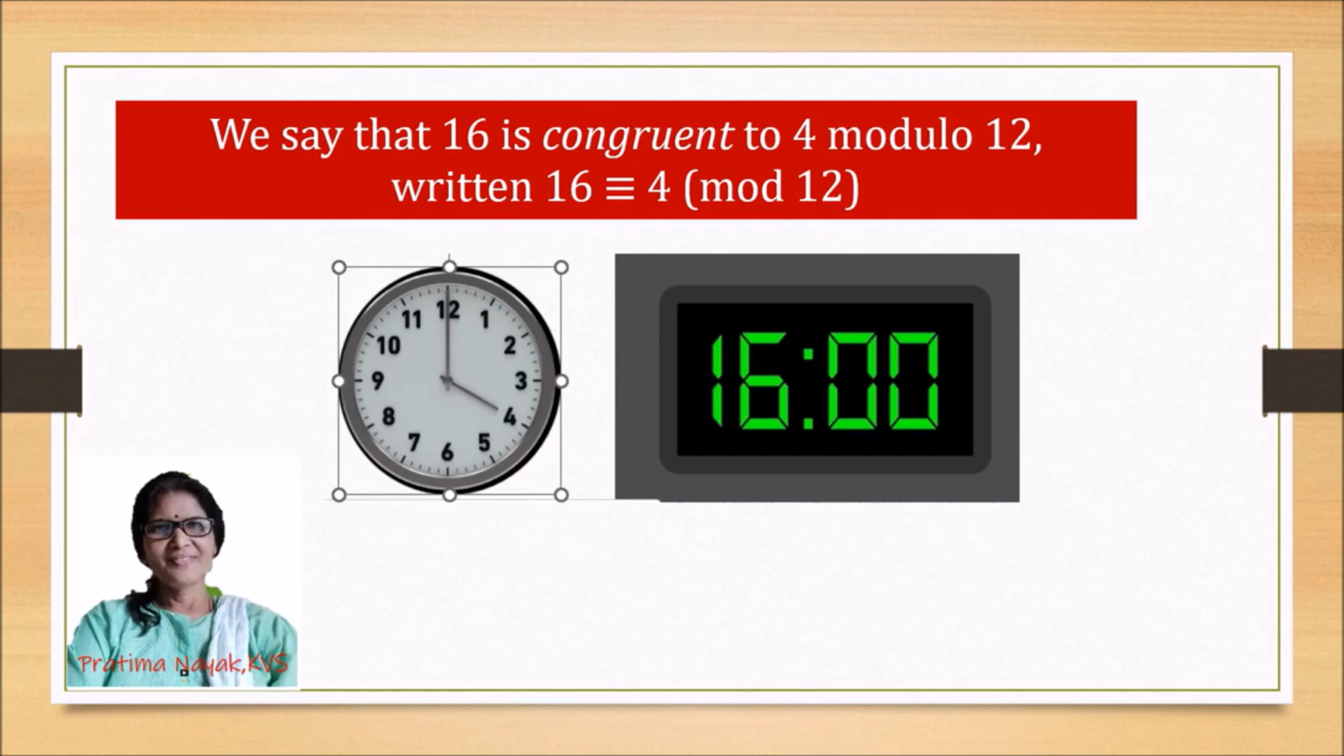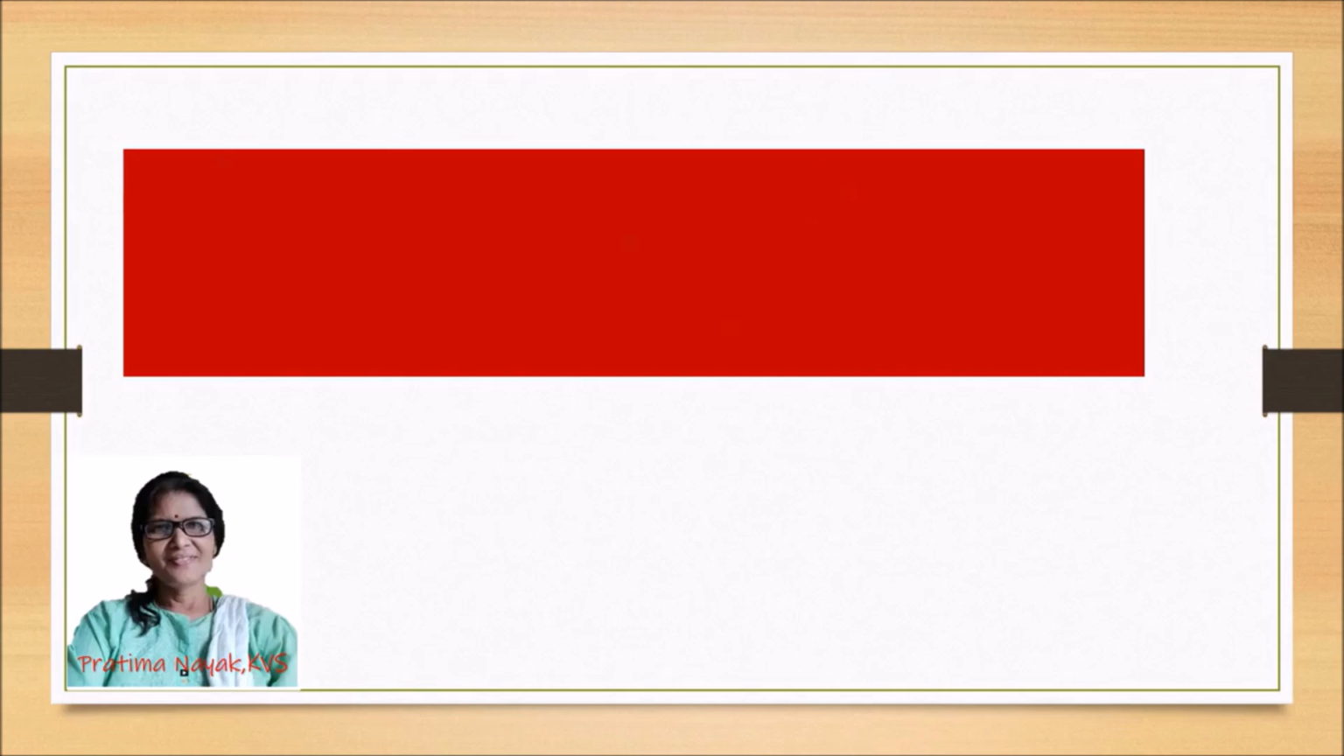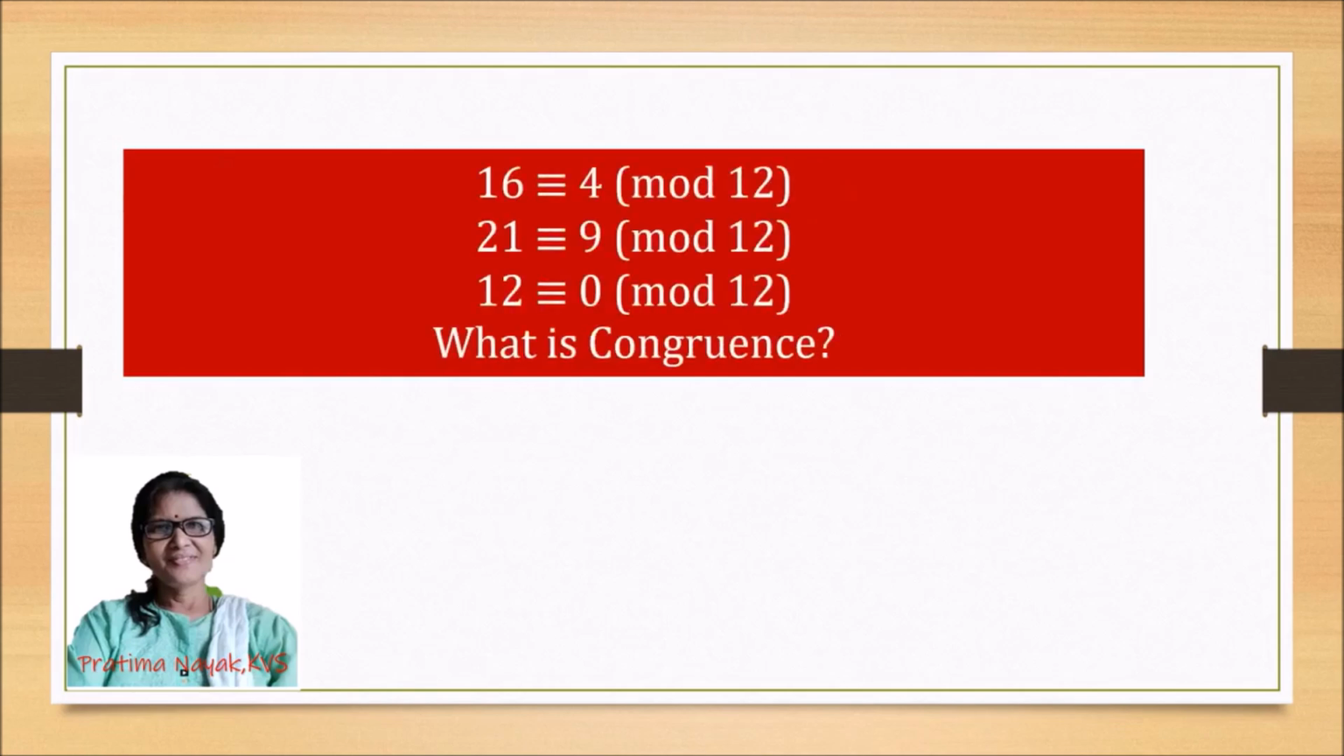We say 16 is congruent to 4 modulo 12, written with this symbol of congruency, that is same as equivalency: 16 ≡ 4 (mod 12). We read it as 16 is congruent to 4 modulo 12. In the same way, we can say 21 is congruent to 9 modulo 12, and 12 is congruent to 0 modulo 12. So what is this congruence?